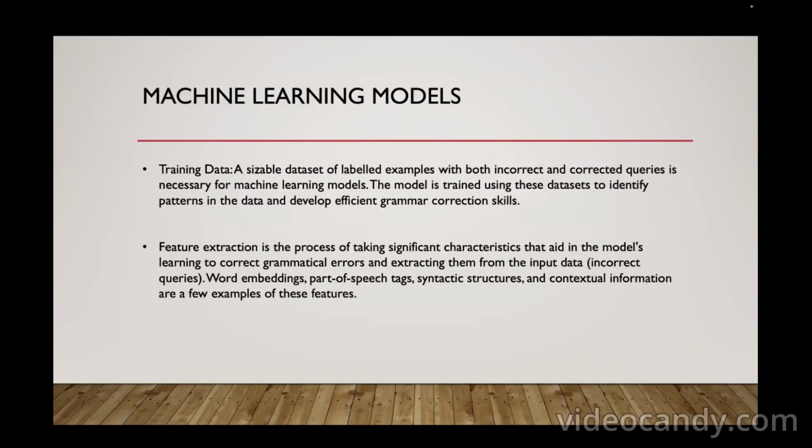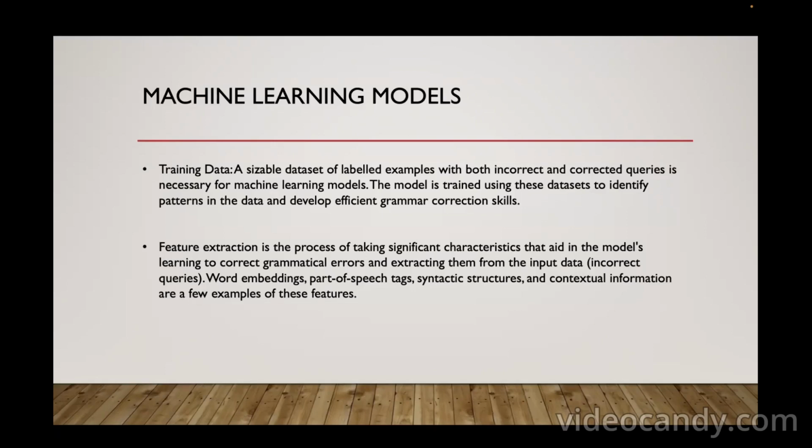It's machine learning models. And there are two kinds of machine learning models. The first one is training data, and the second one is feature extraction. In training data, a sizable data set of labeled examples with both incorrect and corrected queries is necessary for machine learning models. The model is trained using the data sets to identify patterns in the data and develop efficient grammar correction skills.